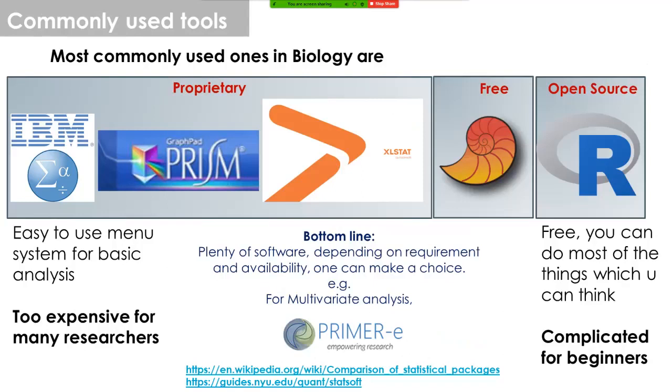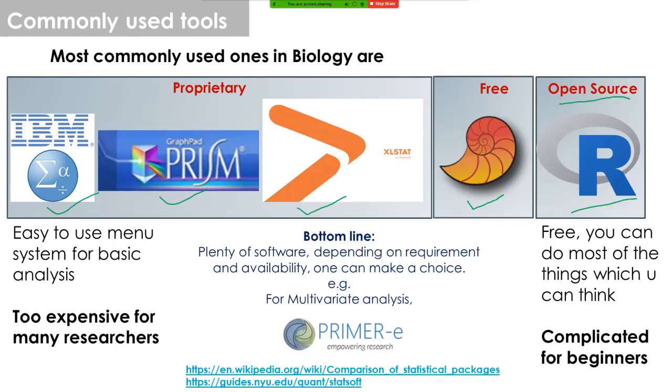As I said earlier, the most commonly used tools for statistical analysis, at least in biology, are proprietary tools, which include IBM SPSS, GraphPad Prism, and the Excel add-on, Excel Stat. There are some free tools, for example PAST, and then we have the open source one, that is R.